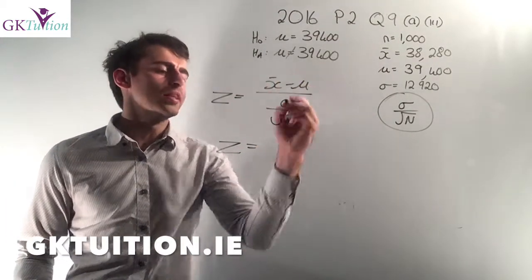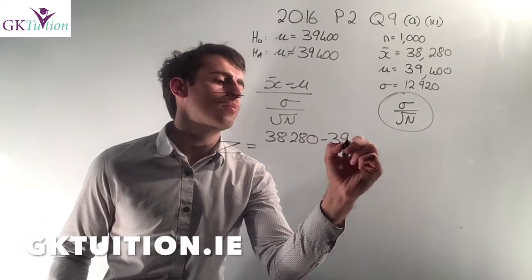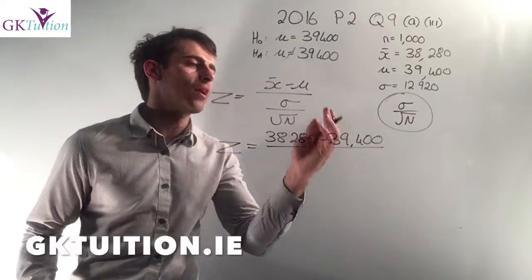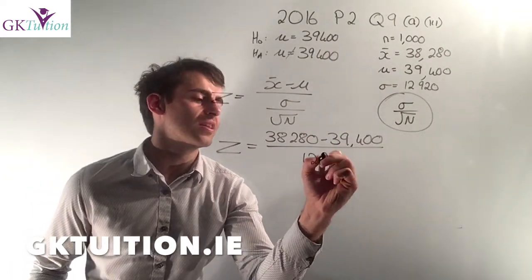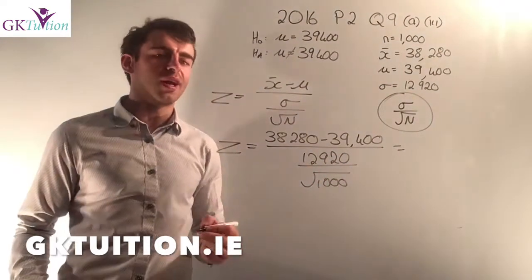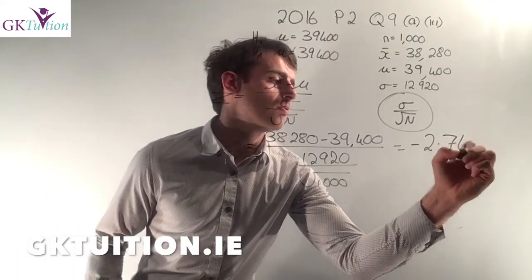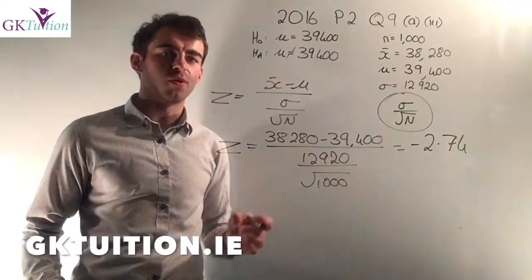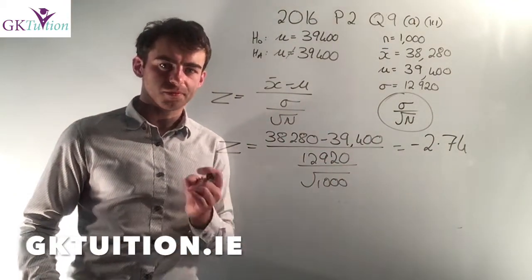So I know the sample, in this case, the sample mean was 38,280. And I want to compare that to the mean of the population, which is 39,400. And I want to figure out, was it just a coincidence that these figures are different, or is it actually statistically significant? So I'm just subbing in all of my values. And again, we can just plug that straight into our calculator. If you plug this figure into your calculator, my z-score is minus 2.74. So straight away, you should recognize that this is a really, really low z-score, and it's outside of our confidence interval, or it's outside the 5% level of significance.